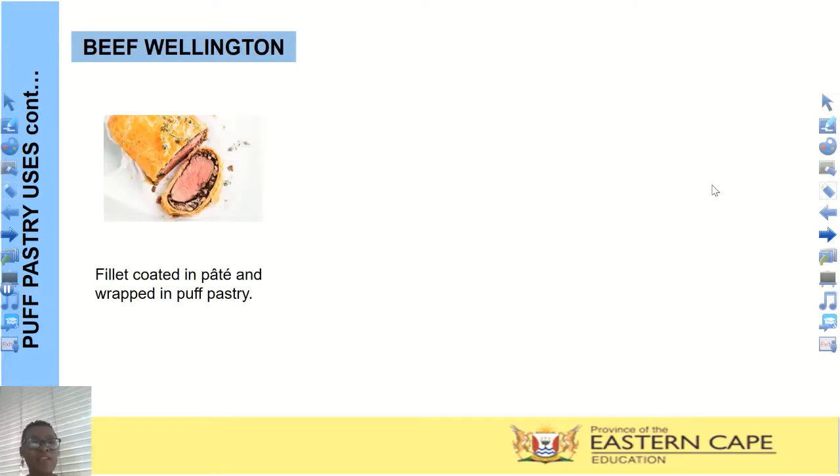Your savory puff pastry will be your beef Wellington. Okay, this can be integrated with your meat section. This is the fillet that has been coated with a pâté. You can see the pâté here. So you would coat the fillet with the pâté, and then you would wrap your puff pastry around it, and then you'll bake it in the oven.